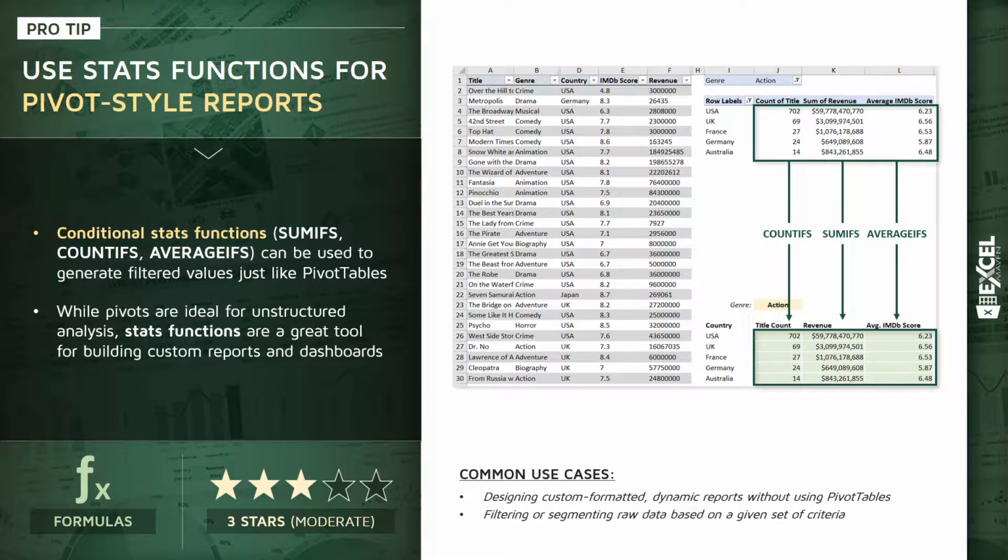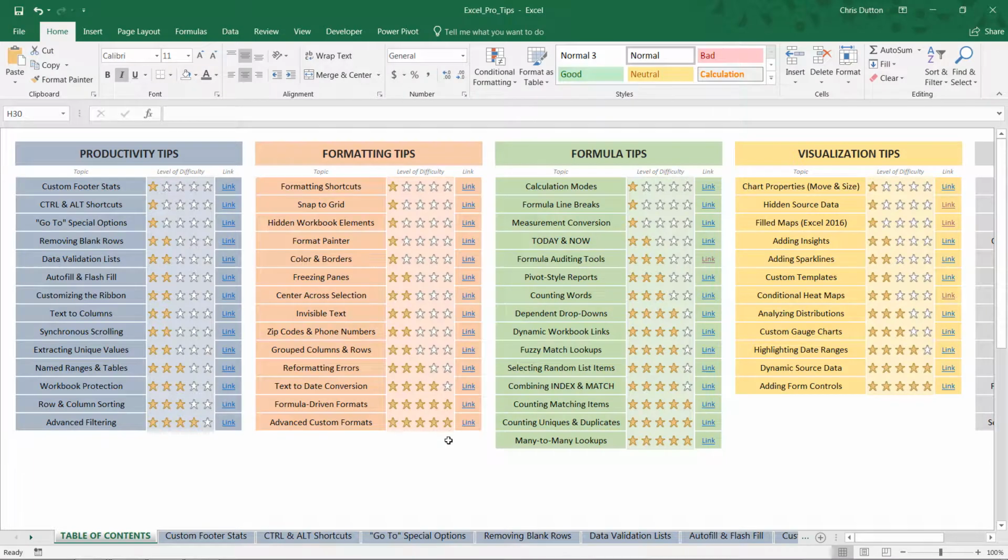So the use cases here that I'm going to focus on are designing custom formatted dynamic reports without using pivots, and filtering or segmenting your raw data based on a given set of criteria, which is exactly what these functions are designed to do. So let's go ahead into our demo and our pro tip workbook and see if we can make this work.